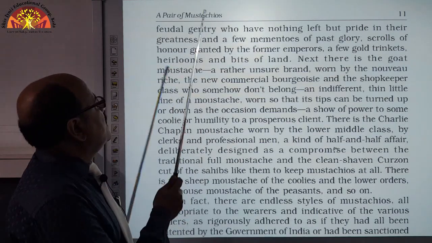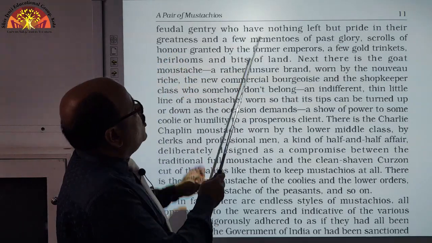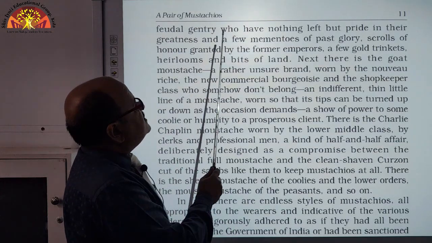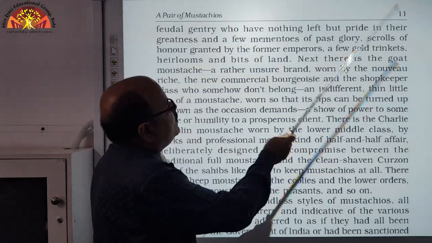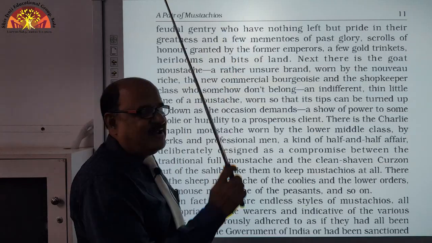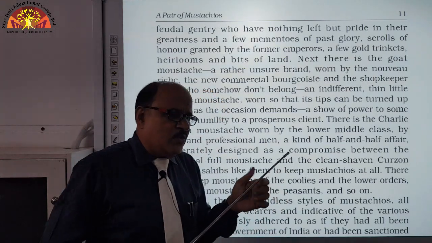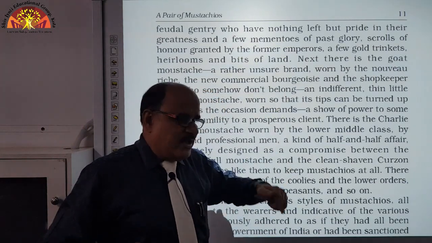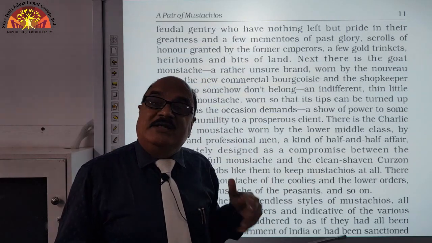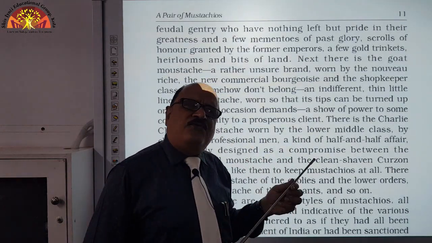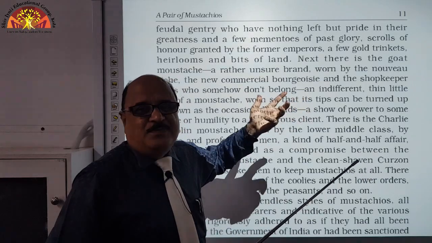Now, have a look. Feudal gentry means hot-blooded communities, classes of people who have nothing left but pride in their greatness and a few mementos of past glory, scrolls of honor granted by the former emperors, a few gold trinkets, heirlooms and bits of land. Means in this category, spoiled men who actually do not have anything royal now, they used to have, and whatever so-called royal splendor they have got, is just because of their ancestors, forefathers, and it is said that their forefathers belonged to some royal families of that time. That's why they are just showing off, flaunting people they are.